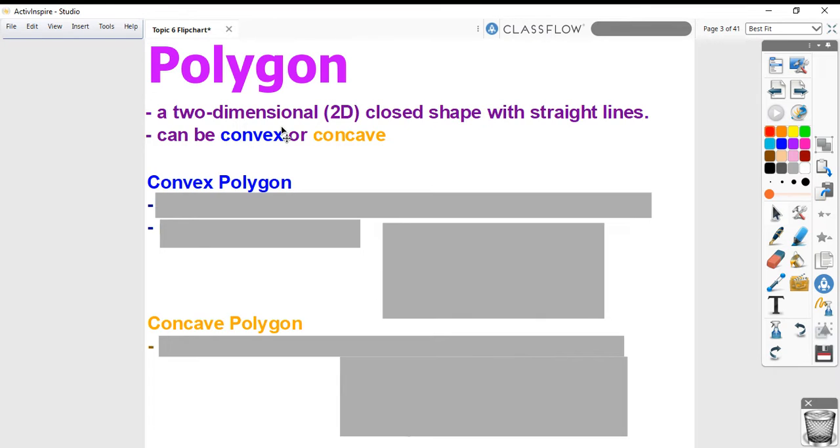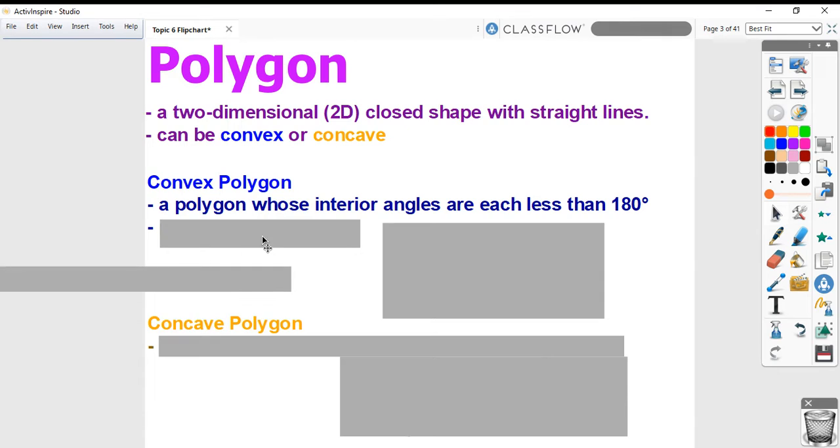It is a fully enclosed shape that doesn't have any curved lines. So there's no circles and no half circles, no curved lines. It's all straight lines that make a shape. Now, a polygon can be split into two different categories. It can be either convex or concave.